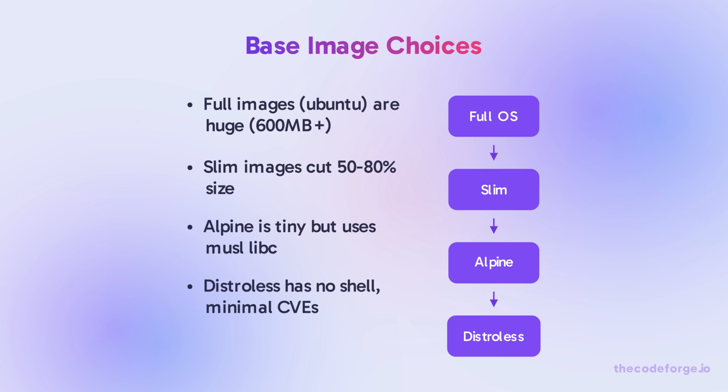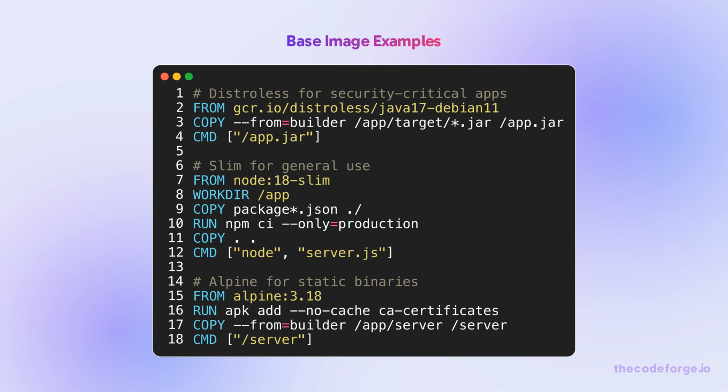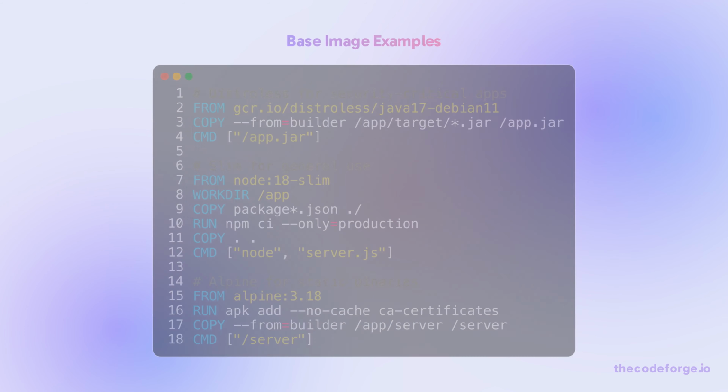Base image choice sets a lower bound on size. Full images are convenient but bloated. Slim, Alpine, and Distroless offer trade-offs between size and compatibility. 3 common base images: Distroless for security, Slim for general use, Alpine for static binaries. Pin versions to avoid surprises.